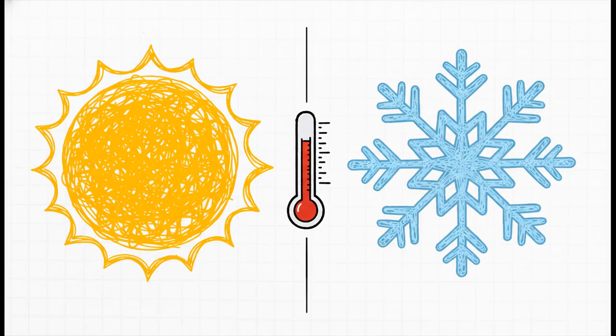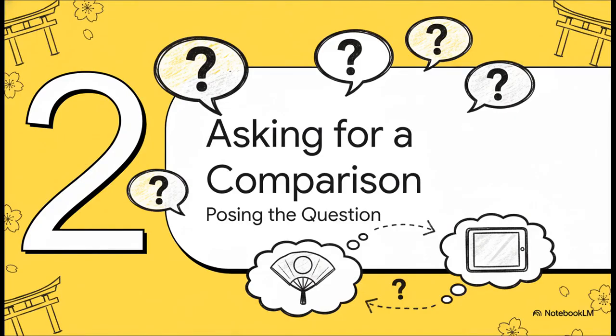Let's see this formula in action. Say we want to state that summer is hotter than winter. In this case, natsu, or summer, is our item A. Fuyu, winter, is our item B. The adjective is atsui, meaning hot. Put it all together and you get natsu no hoga fuyu yori atsui desu. The structure holds perfectly. Okay, so making a statement is one half of the equation.